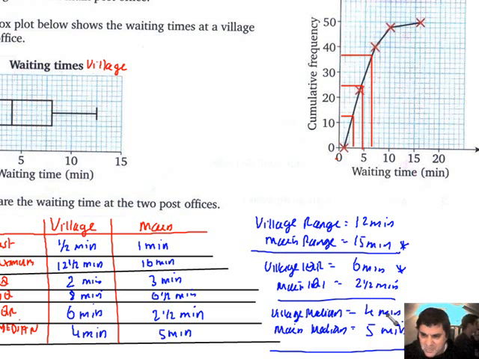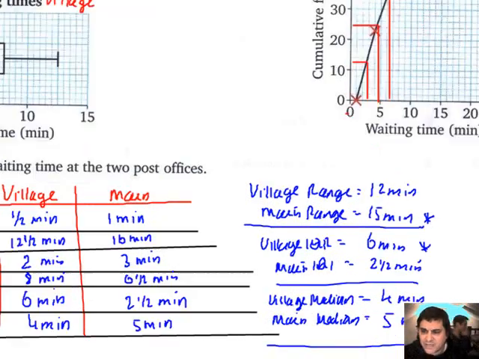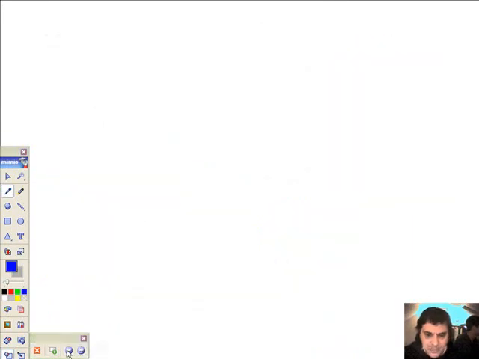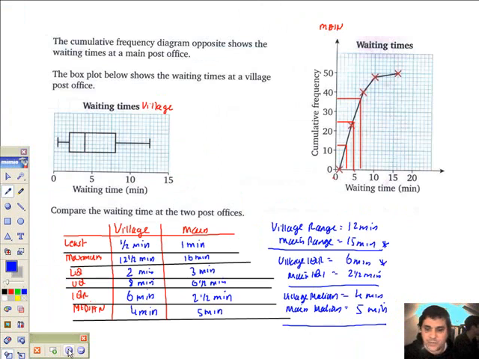Now, in terms of the median, there's very little difference in the waiting times between the village and the main post office. So if there's 1 minute difference there, we're going to say there's no difference in the average waiting time, judging by the median. I think that's it. I don't think there's any more. Yep, that's it. So thank you for listening. Just go back there.